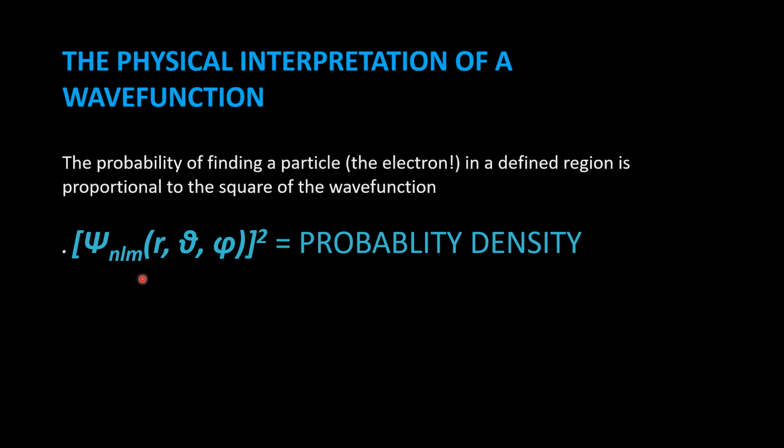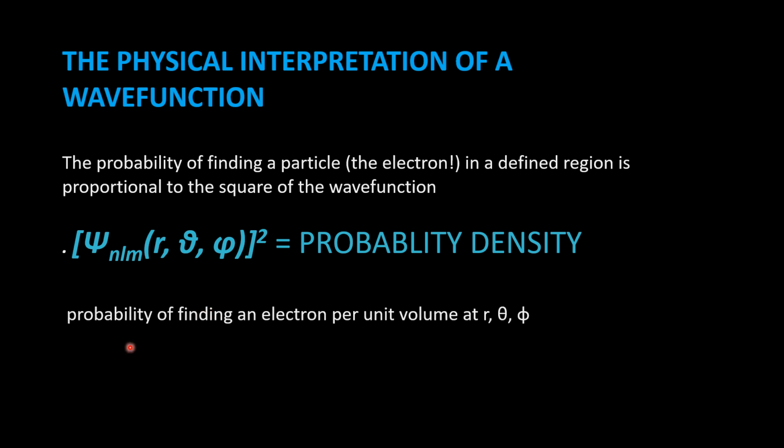Along with this, it depends on three other things, that is the radius and two angles, theta and phi. So all these parameters together define the orbitals. We can define the shape of the orbital. It is the probability of finding the electron per unit volume at a specific r, theta and phi.